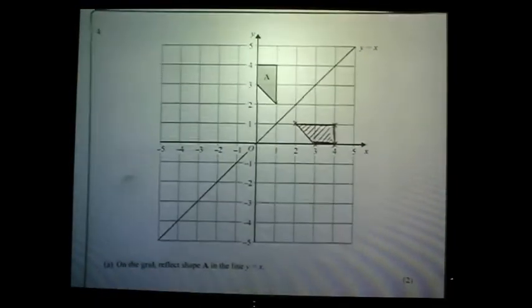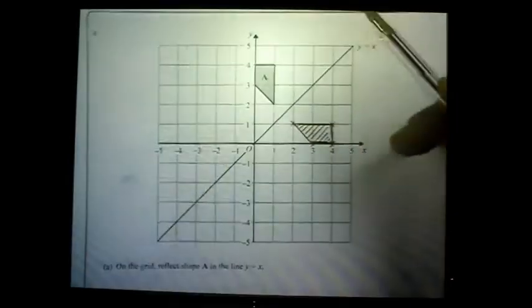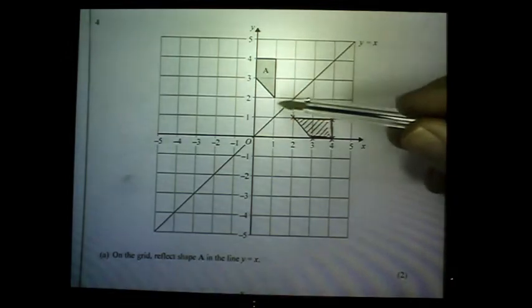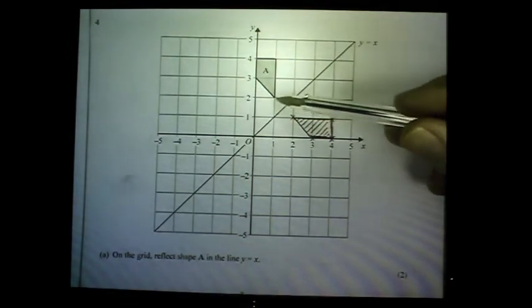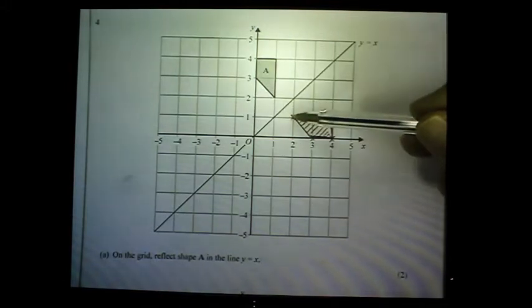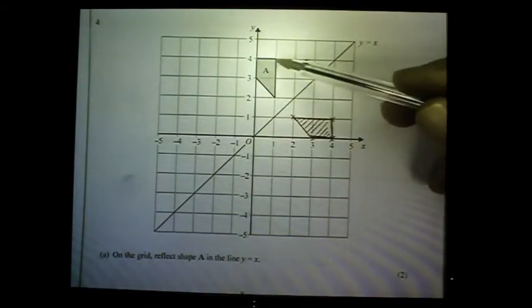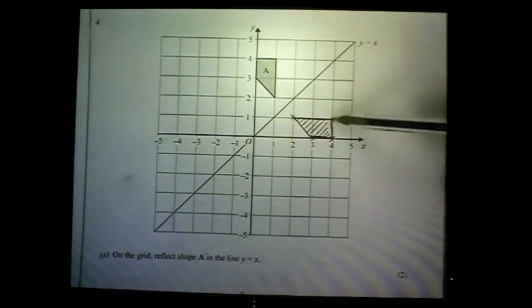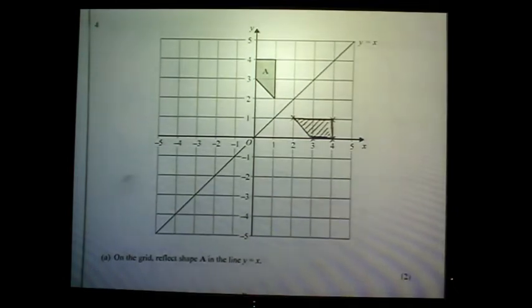Question 4. This is a reflection one. That's the answer there. There's 2 ways of doing this. You can use tracing paper, which I'll show you in a minute, or you can do this. If you head in the direction of the line, that is half a gap there. So it's going to be half a gap there. Let's do this point here. It's 1.5 there. So it would be half and a 1 there. If you do that with all of them, you can plot your points and you'll get it that way.